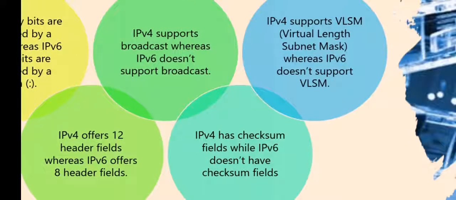Next, IPv4 supports broadcast, whereas IPv6 doesn't support broadcast. Next, IPv4 has a checksum field while IPv6 doesn't have a checksum field. And lastly, IPv4 supports VLSM, or variable length subnet mask, whereas IPv6 doesn't support VLSM.